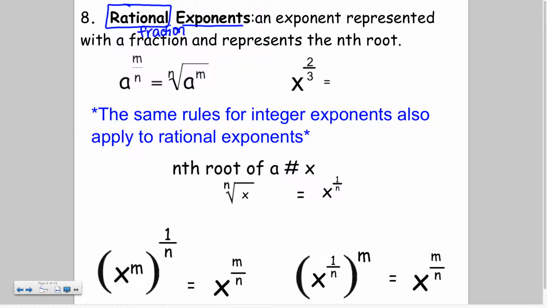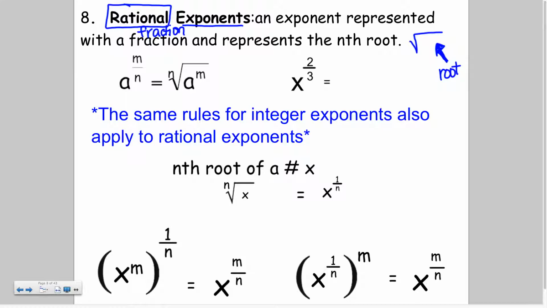Now, when you have a fraction as an exponent, you're going to end with a radical sign, all right? If you start with a radical sign, you're going to end with a fraction as an exponent, all right? So an exponent represented with a fraction represents the nth root. And if you remember, this thing right here is called a square root. It has a 3 in front of it. It's a cube root, but it is a root of something, okay? So the number on the outside lets you know. If there's not a number on the outside, it is always 2, all right?